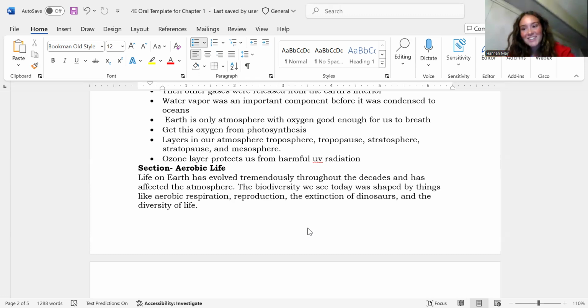Now I'm going on to the next section, called Aerobic Life. It talks about how life on Earth has tremendously evolved throughout the decades and how it has affected the atmosphere as a whole. Biodiversity was also shaped by things like aerobic respiration and the diversity of life.